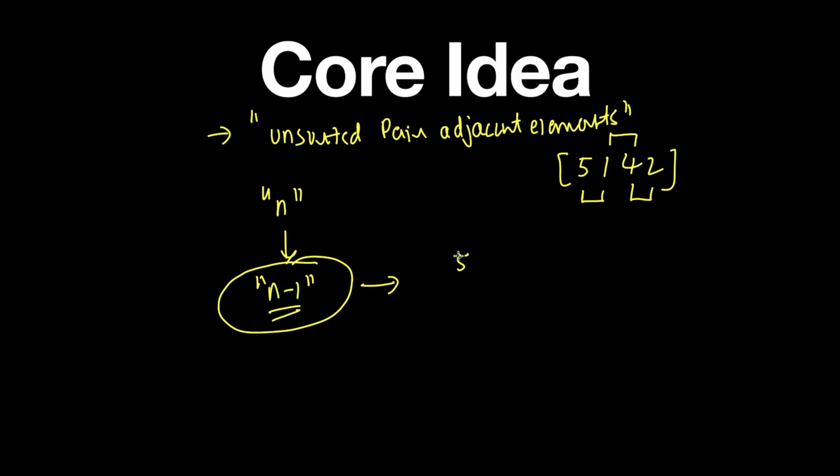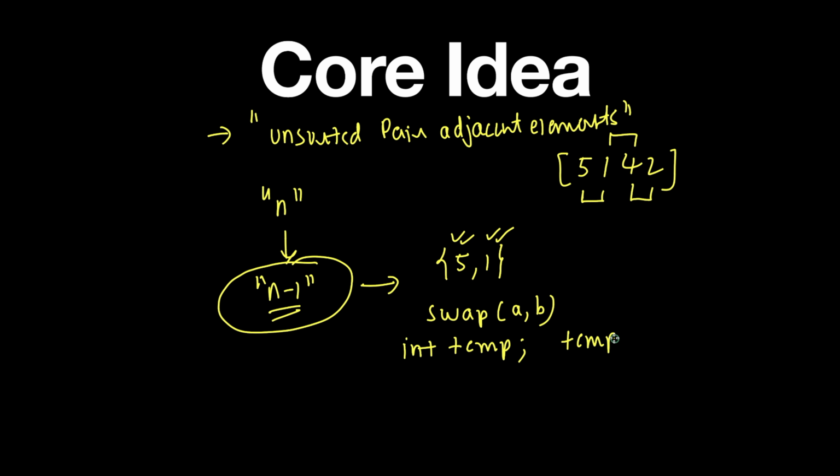For example, one of the pairs is 5, 1. So here we compare the first element and the second element. If the first element is not smaller than the second element, that means that we are out of order. And in that case, we simply swap them. So we simply swap them using any simple logic. You could use something like swap a comma b, where a would be one element and b would be another element. Or you could use your regular temporary variable, where you store one variable. Let's say temp equals a, and then you say a equals b, and then b equals temp. So you could do something like that as well.